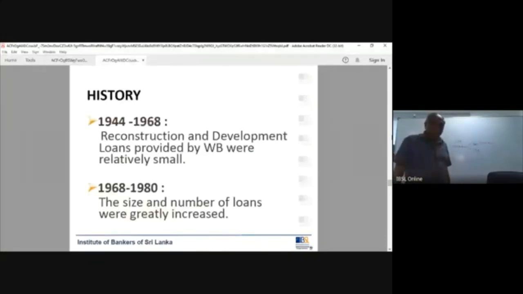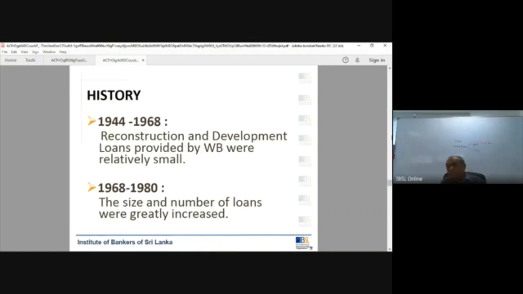History, the World Bank history. This was started in 1944, and from 1944 to 1968, the reconstruction and development loans provided by the World Bank were relatively small. Right? Even though this is one of their main objectives, the amounts were very small.